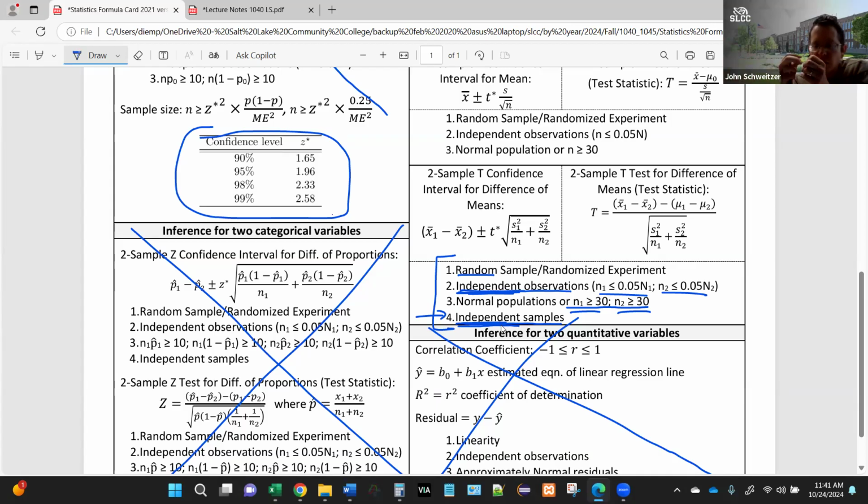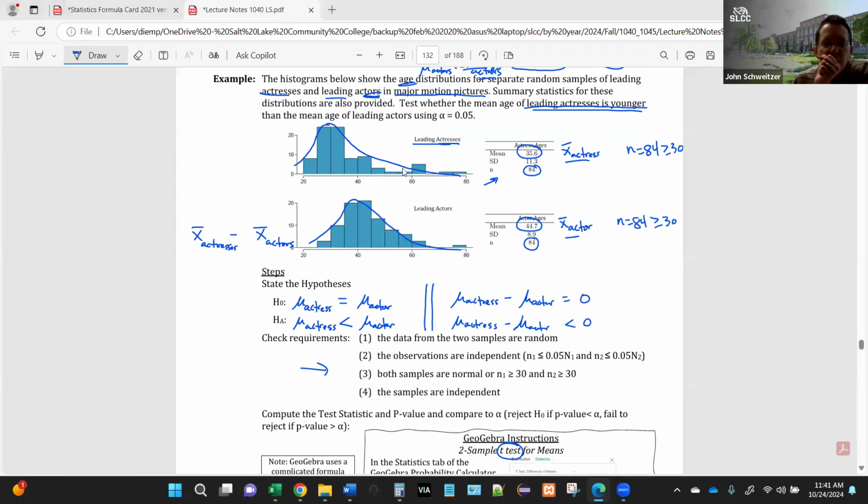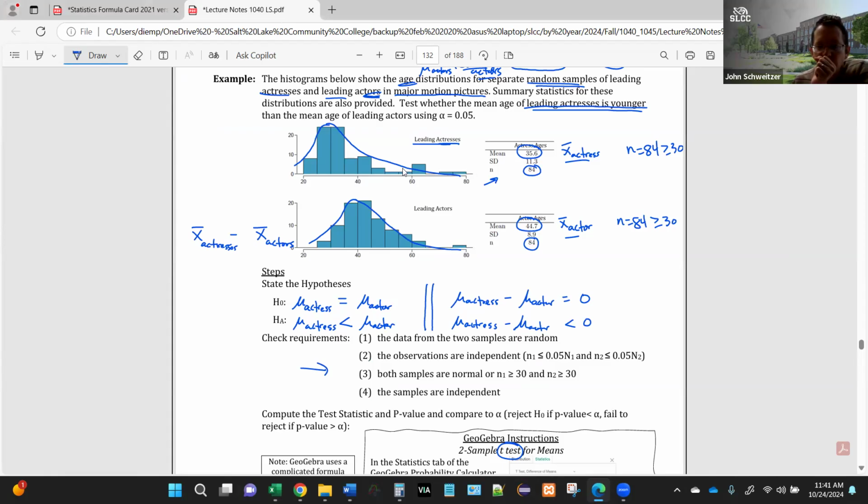Okay, so it's like intra-sample independence and then inter-sample independence. All right, so let's go through that. Do the data come from random samples? Let's look back up here. It says yes, this was random sampling. So we can say random.